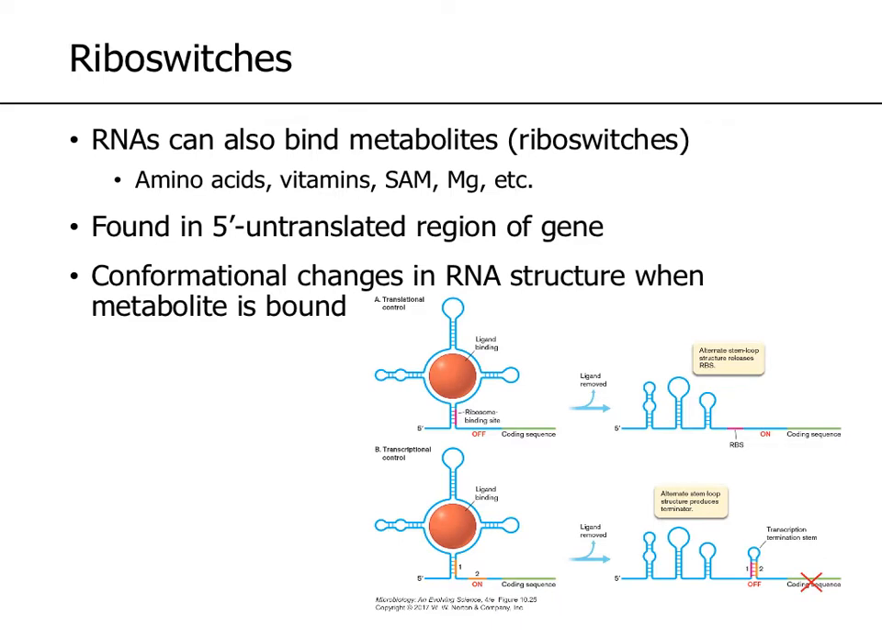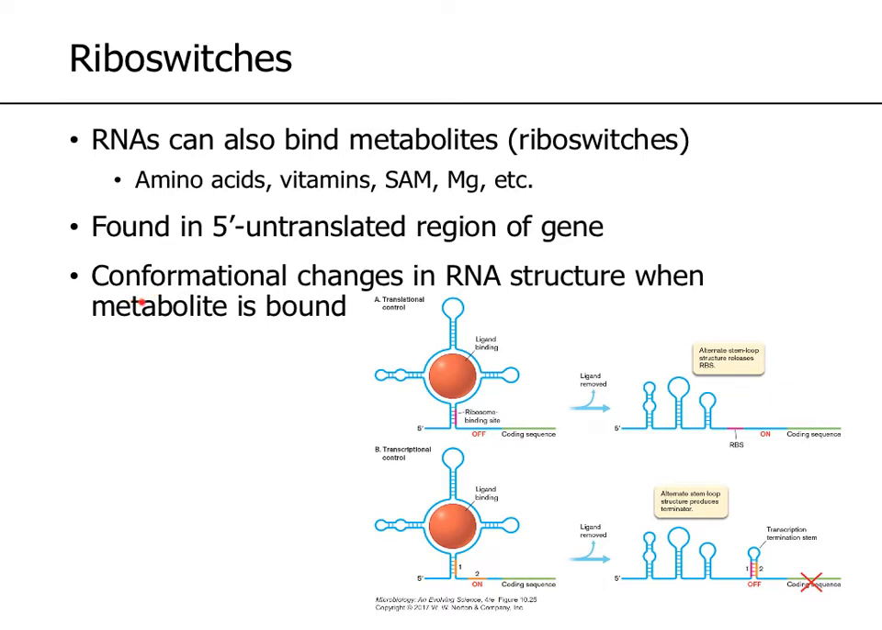One more class of RNAs is called riboswitches. So RNAs can also bind metabolites. It's not only the proteins that can bind these small molecules. RNAs can actually bind them within their sequences. They bind things like amino acids and vitamins and even some metals. These riboswitches are found in the 5' untranslated region of the gene. The untranslated region is basically anything before the start codon.